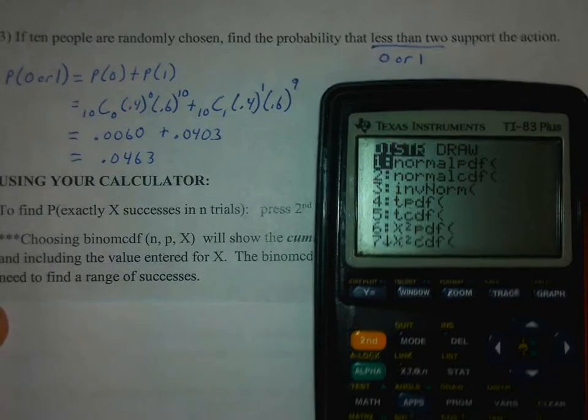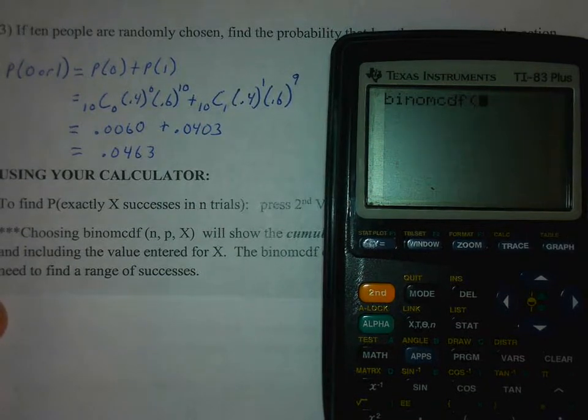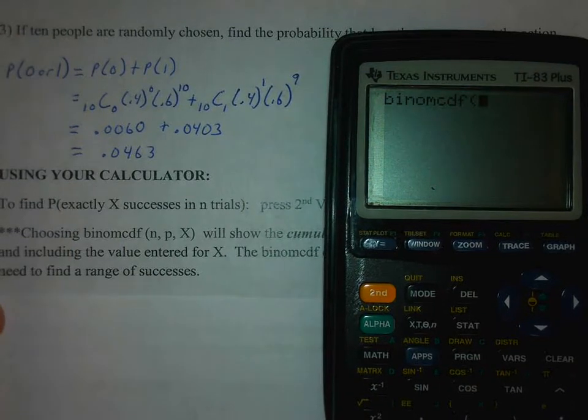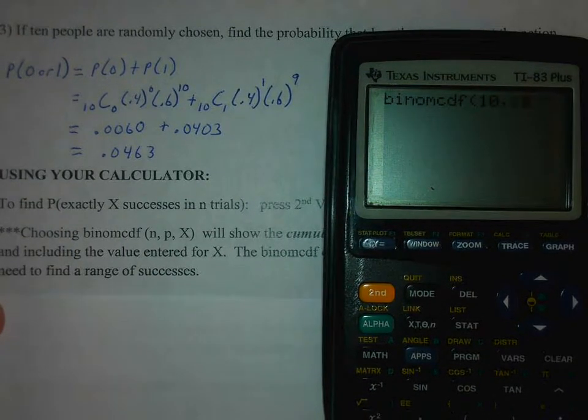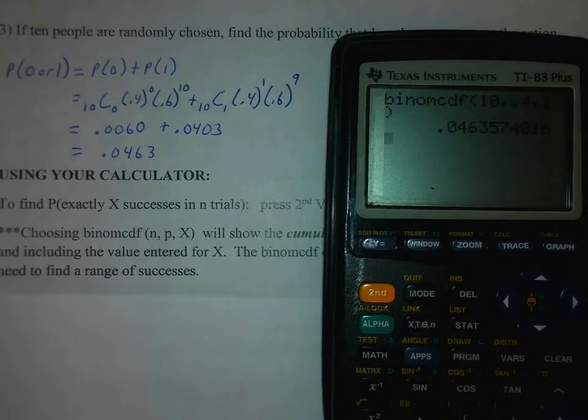So second vars, and then if we scroll to Binomial CDF, now we're choosing 10 people. So 10, comma, the probability of success is still 0.4. And now, whatever number I put in, it's going to find the probability of 0 through and including the number I put in. Well, I want to find 0 through 1, so I'll put 1 in. And then that'll give me the probability.